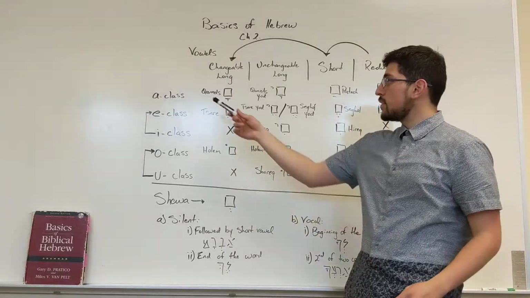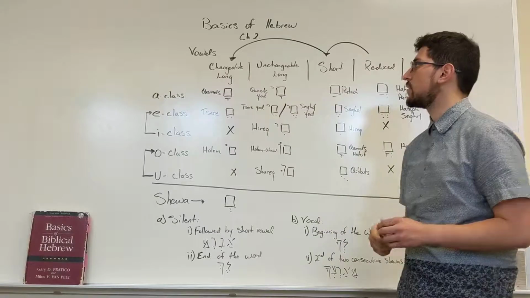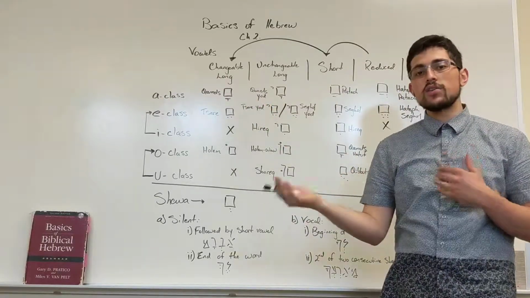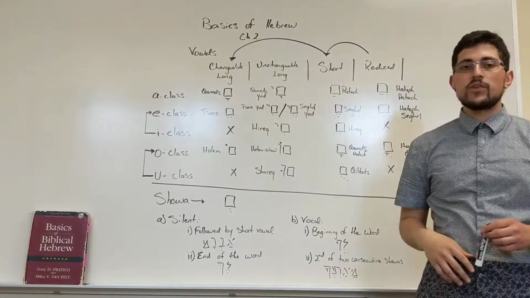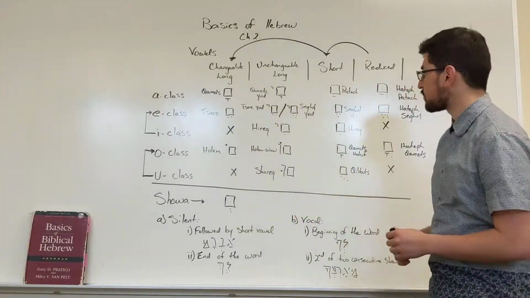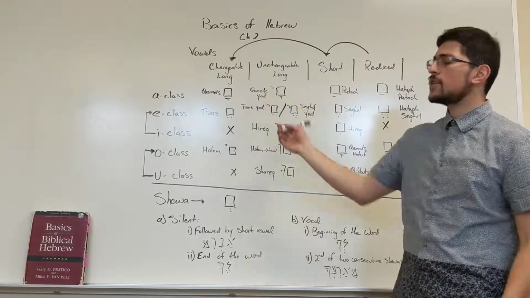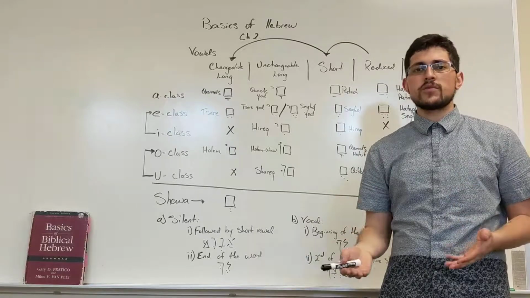Now, the A-class vowels, as their name implies, have an A kind of sound. So we have the kametz, which has a long sound like apple, or we have the short vowels like the patah, which is like the word ran, so it's very short. Now, when it comes to these vowels, we're going to be memorizing them. The first part of this book is just memorization.